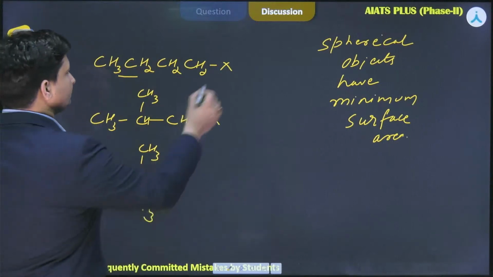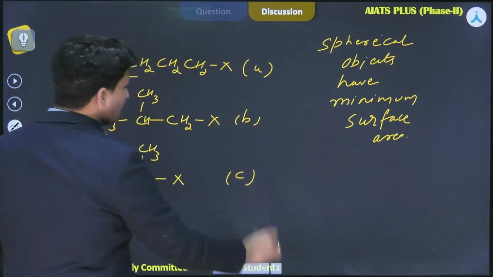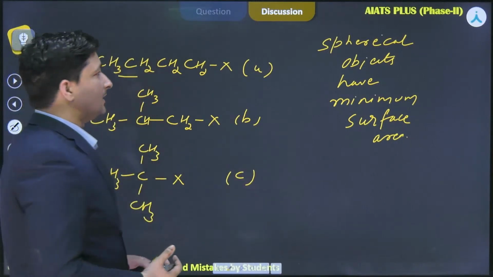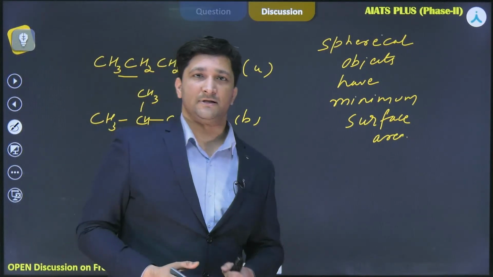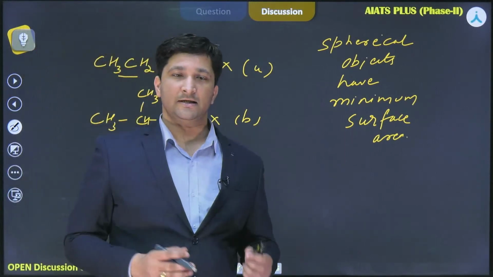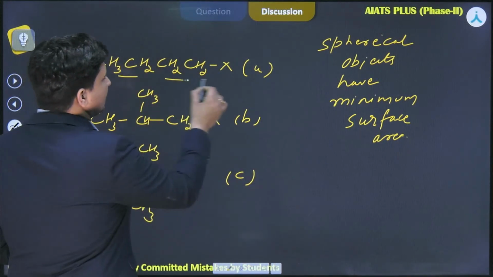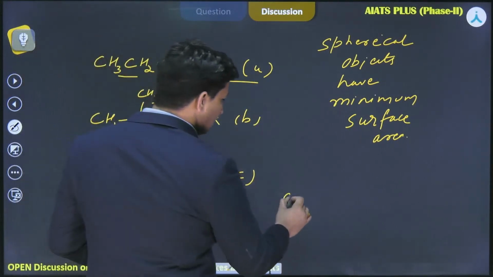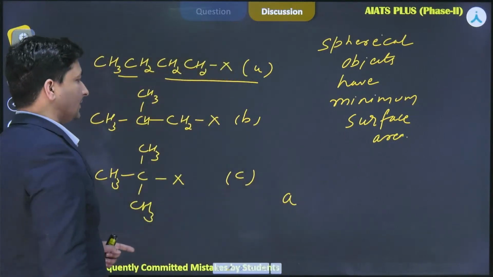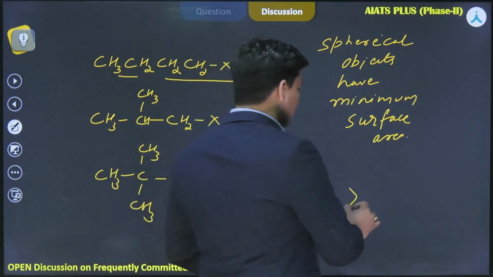So, if I take this as A, this as B, this as C, you can note down that among the isomeric haloalkanes, with the increase in surface area, van der Waals force of attraction decreases and this leads to a decrease in boiling point. Okay? So, A will have the maximum surface area, so A will have the maximum boiling point, then followed by B and then again followed by C.